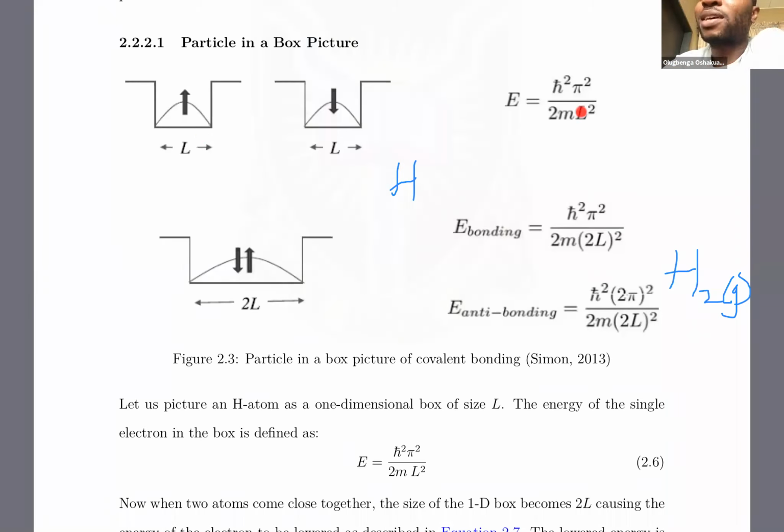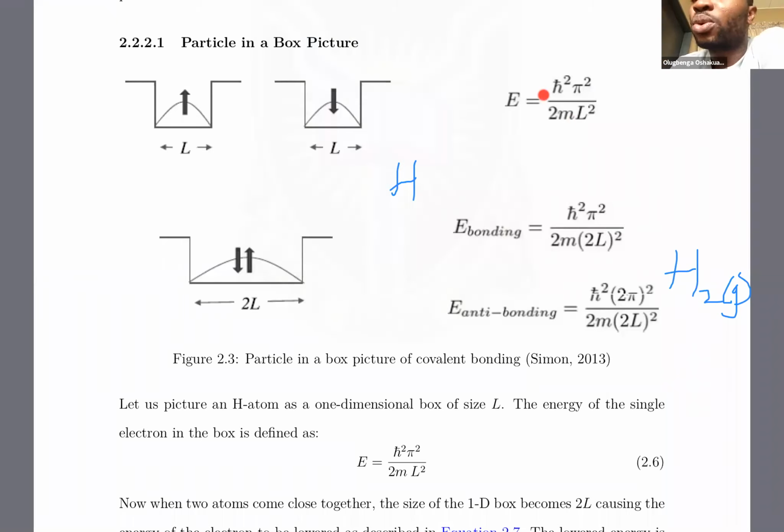So as L increases, E is expected to decrease, right? Because E is inversely proportional to L squared. So as L increases, E decreases. For that reason, it is easy to say that the energy of this box is h bar squared pi squared over 2mL squared, with h bar the normalized Planck's constant. It's easy to talk in this way.